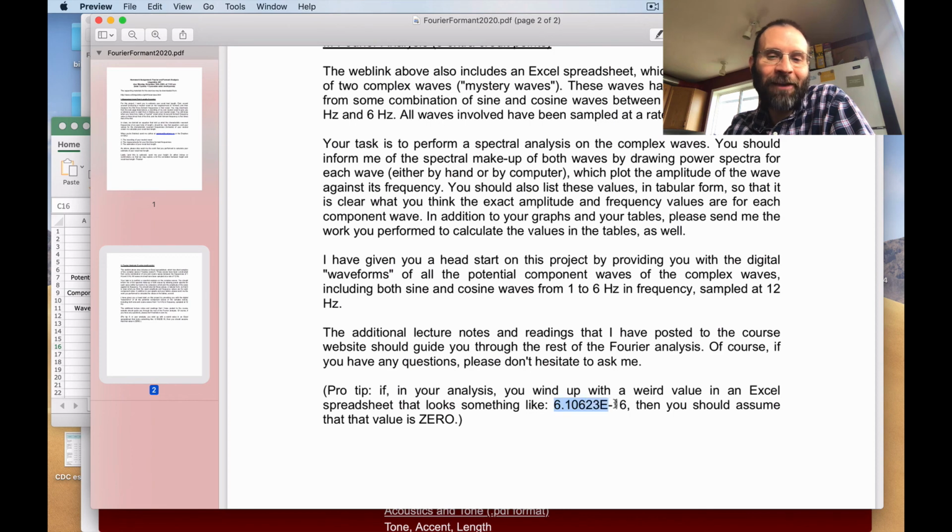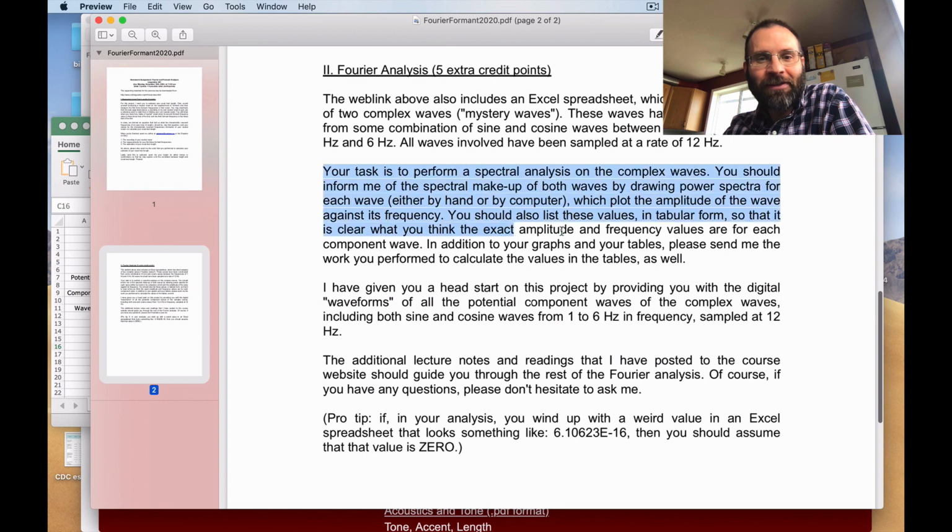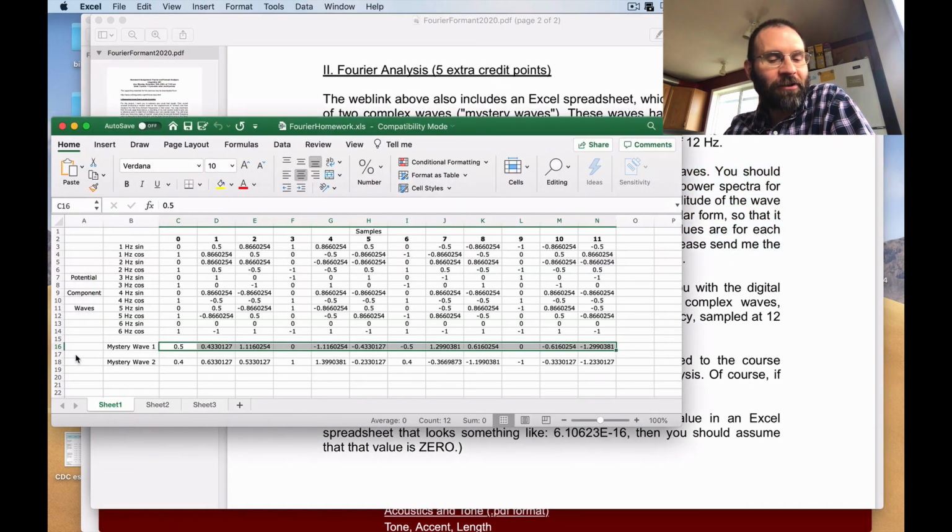Don't act like this is not 0 and has some sort of meaning to it. This is the result of what's called a rounding error in the computer, and it's not reflective of mathematical reality that you would care about for this problem. So don't forget about this. Work your way through this. If you get it done, you can get up to 5 extra credit points, but again, this is optional.